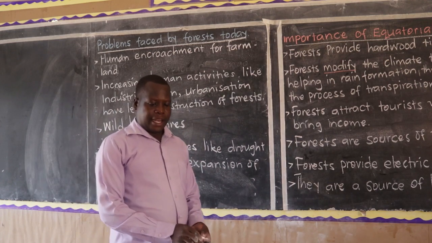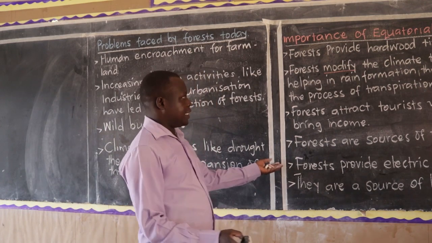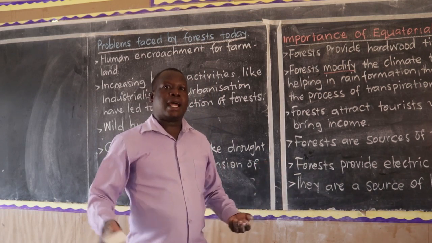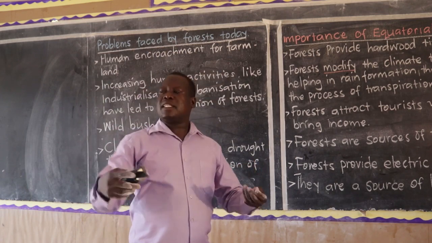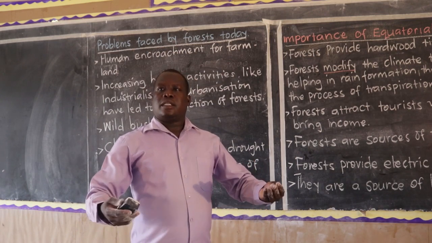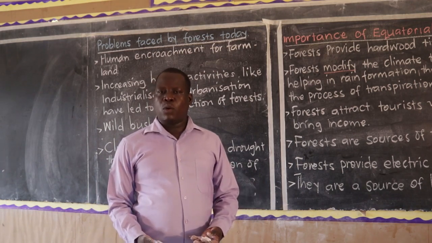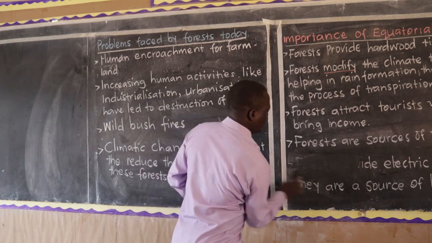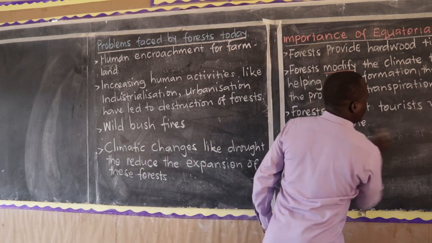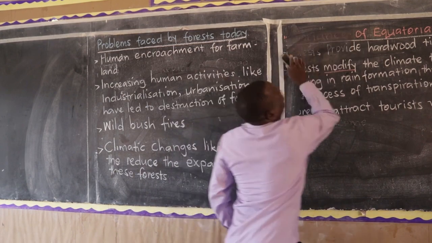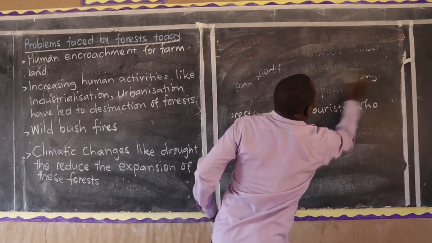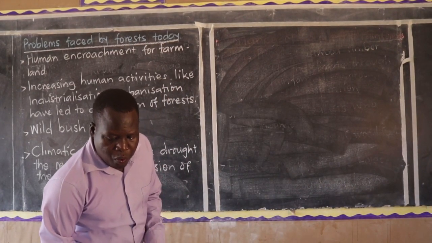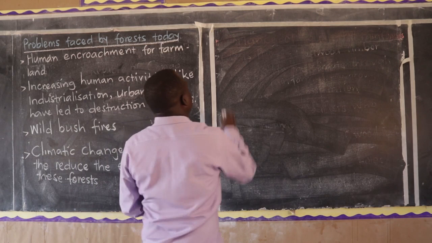Now, there are people who settle in those forests, around those forests. Others even settle in, like the pygmies in the Ituri forests. We want to look at which problems people who live around there face. We are looking at problems faced by people who live in equatorial forests.